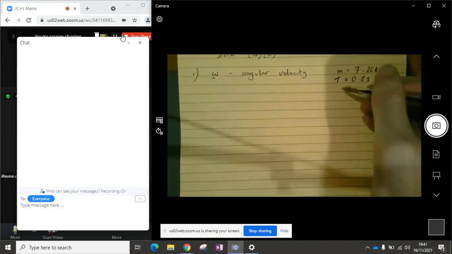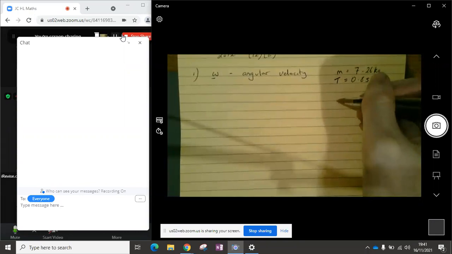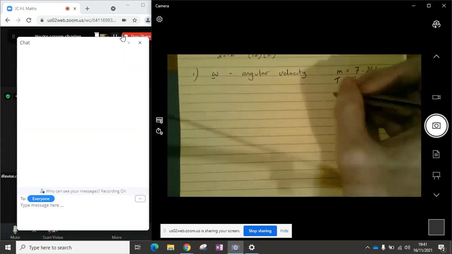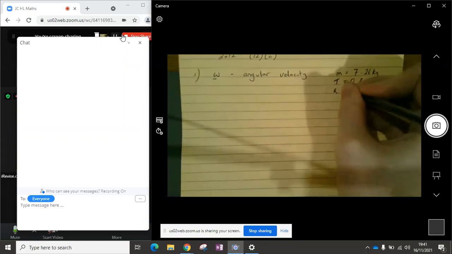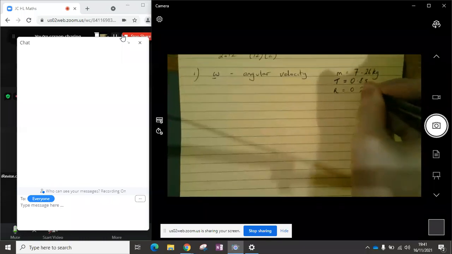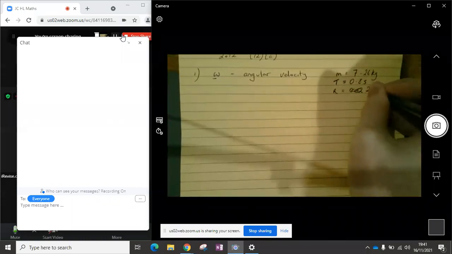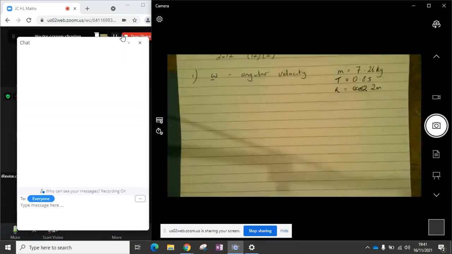Period means just the time it takes to go from point A all the way around the cycle and back to point A again. So all around the circle and back to A again, 0.8. We know the radius is 2 meters. So that's most of the information we're given.